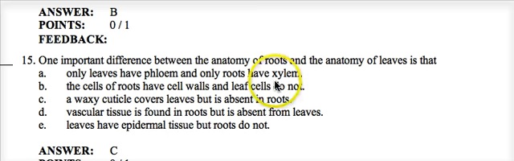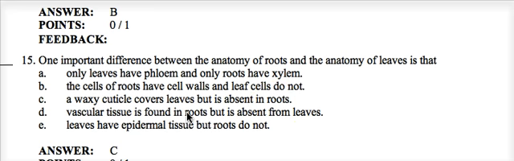Plant cells, all these plant cells have cell walls. Obviously waxy, they don't have. Okay, waxy cover is only in leaves but absent in roots. Why? Well, leaves have a waxy covering to sort of prevent excessive evaporation and to protect the leaves. And that's not really necessary in roots because they're not exposed to the air.